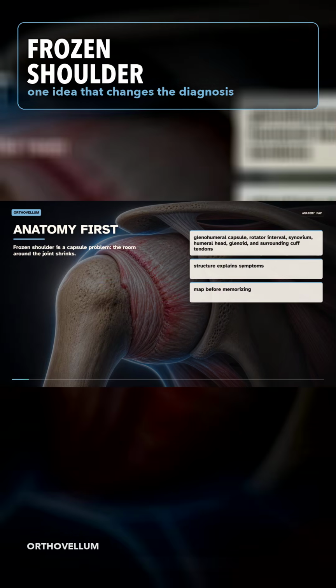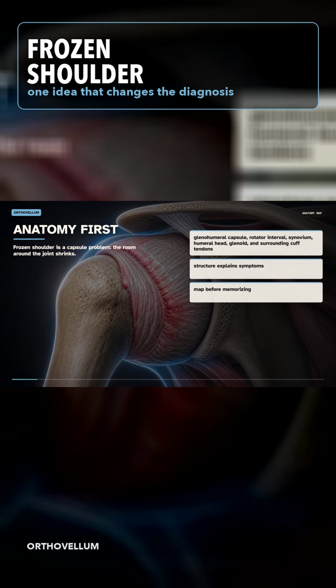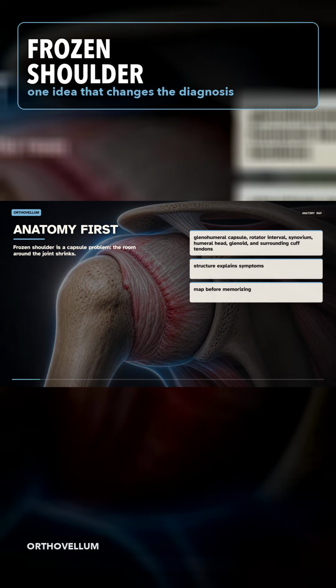Start with the anatomy. For frozen shoulder, the important structures are glenohumeral capsule, rotator interval, synovium, humeral head, glenoid, and surrounding cuff tendons. Do not memorize the picture as a list. Ask what each structure is trying to do when the person moves.